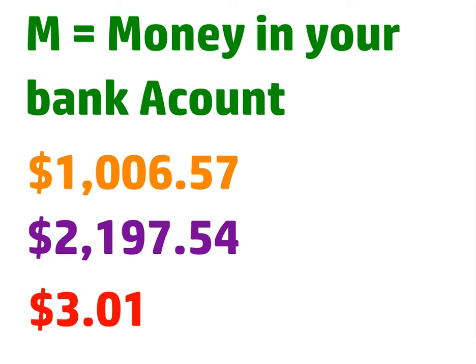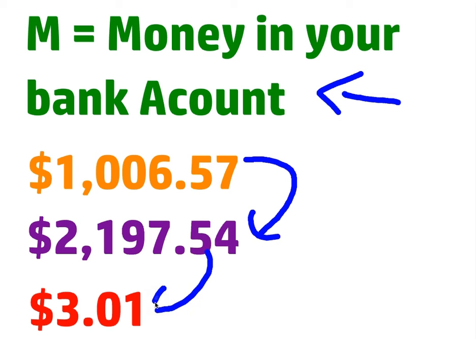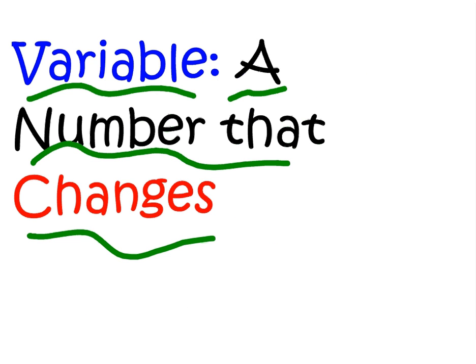Let's talk about the money in your bank account. Now, I doubt anybody's money in their bank account stays the same. It's always changing, right? You either withdraw money or you deposit money. So let's say you have $1,000 in your bank account, and then you deposit your paycheck. Now you have over $2,000, right? But let's say you have to fix your car and it costs $2,000. Well, then it goes down to $3. In other words, that number is constantly changing. That would be another example of a variable.